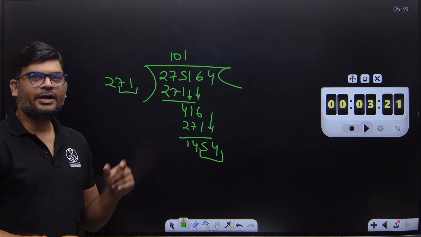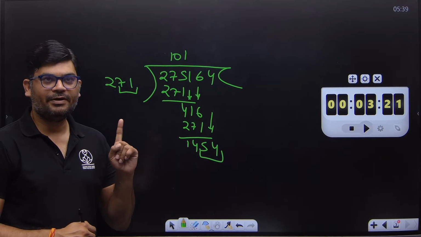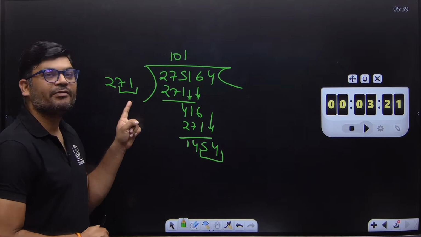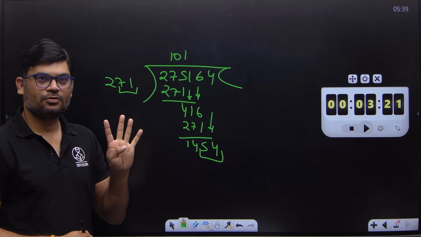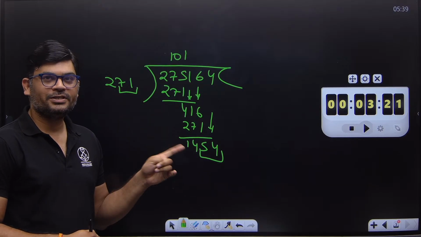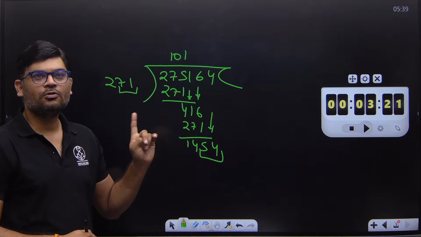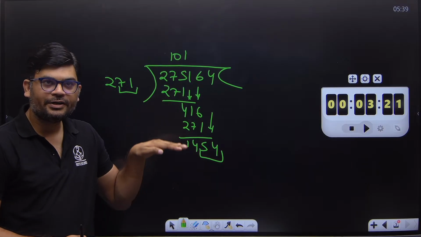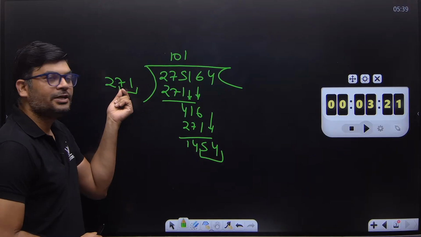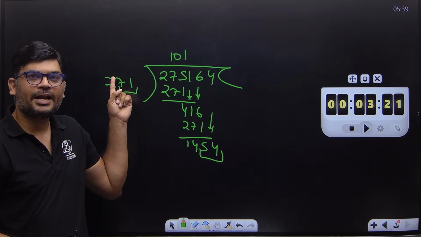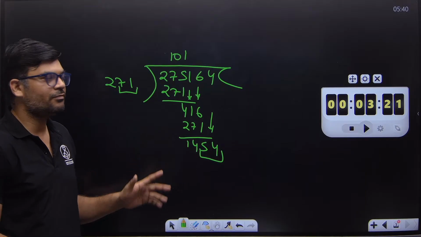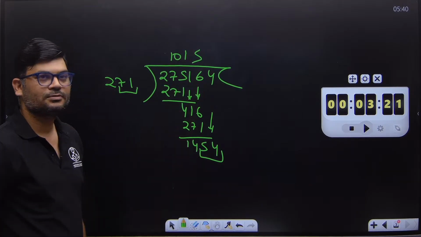Now 2 will go how many times in 14? 7 times. But when you multiplied 7 by 7, what is the carried over? 4. So 14 plus 4 is 18, which is greater than 14. So it will not go 7 times. So we will reduce it by 1. Let's check with 6. 6 into 7 is 42, so 4 is carried over. So 6 into 2, 12 plus 4, 16. That is also a bigger number. So it will go 5 times.